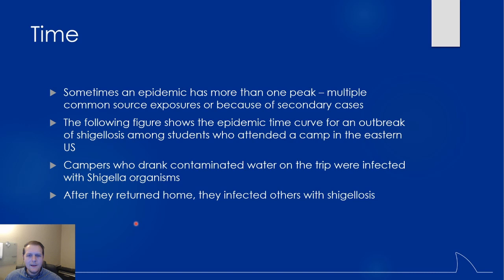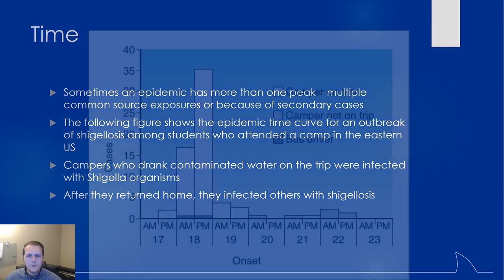So we'll look at an epidemic curve of shigellosis that occurred in students who attended a camp in the eastern U.S. Basically, the campers who drank contaminated water were infected with Shigella. And then as they returned home, they infected people back at home. So you end up seeing two peaks here.